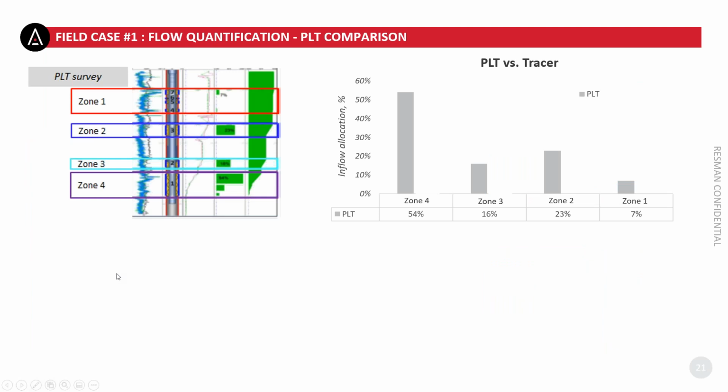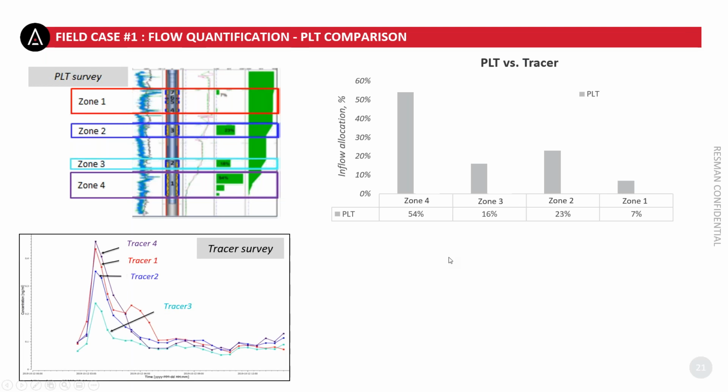So this is the response of the PLT. And what it says is, for the lower zone, they got a contribution of more than 50%. For zones 3 and 2, it has an average of 20% of the inflow contribution. And in the last zone, which is zone number 1, which had very poor permeability, they got only 7% out of 100%, of course.